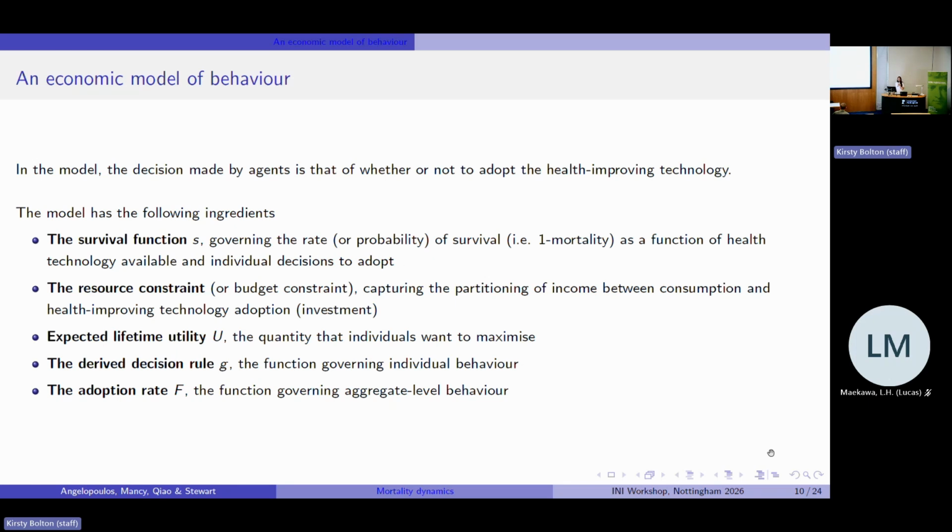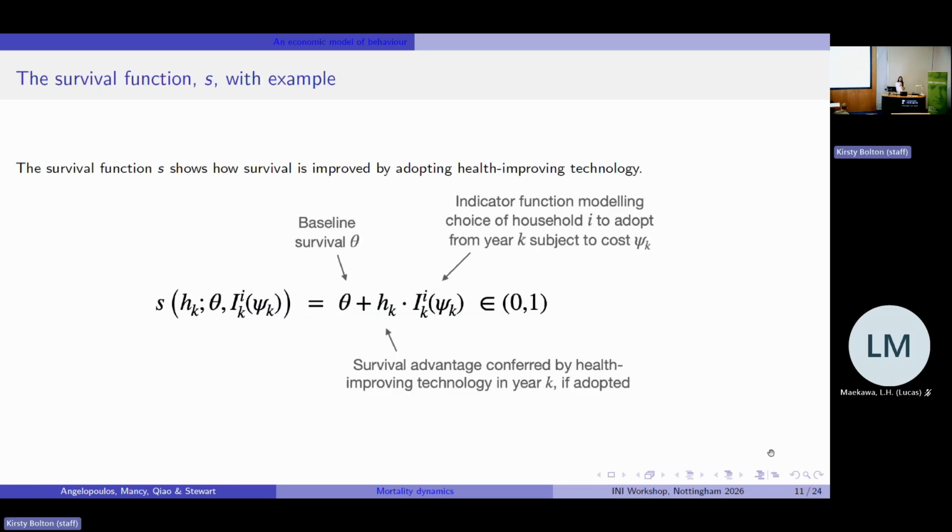What we want to care about in order to compare with the data about mortality is the aggregate level, and we call that the adoption rate, if you like, F. That's the aggregate level behavior. So I'm going to talk through those things in turn now, to hopefully explain what's going on.